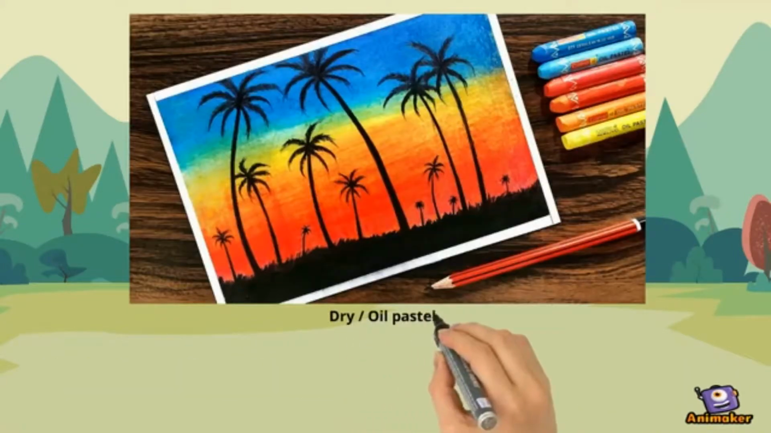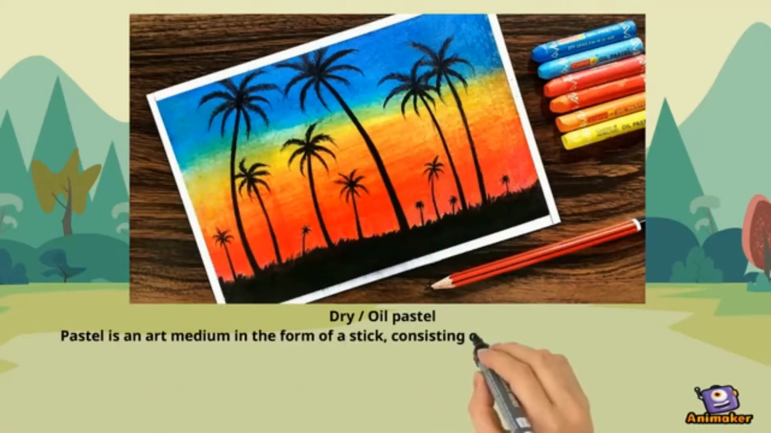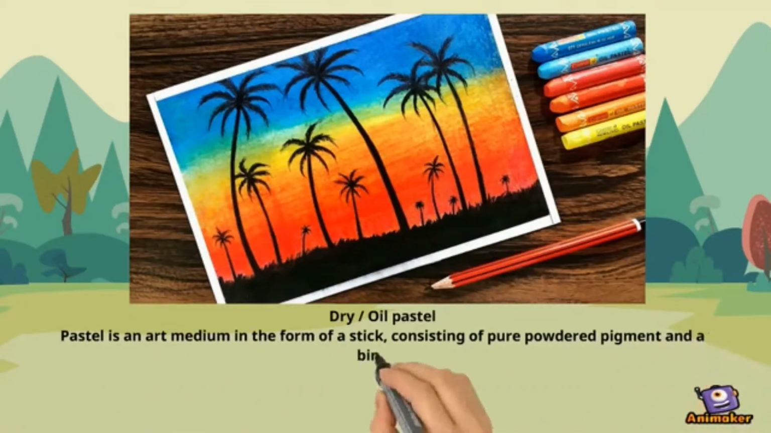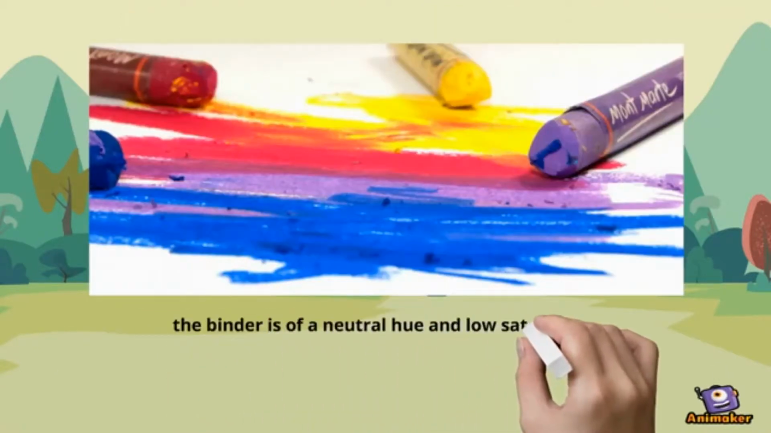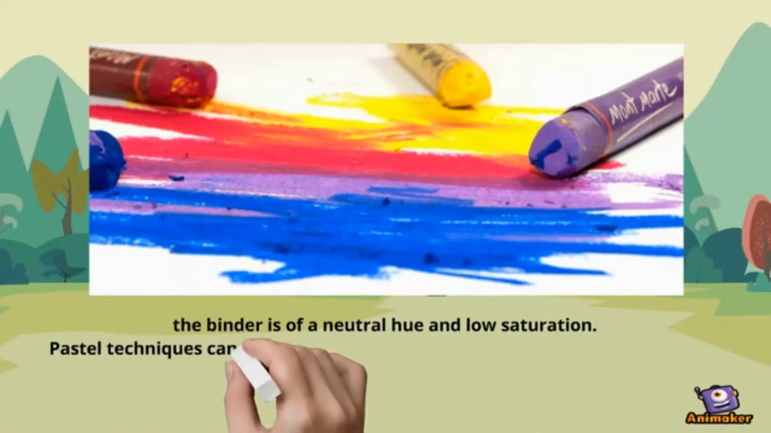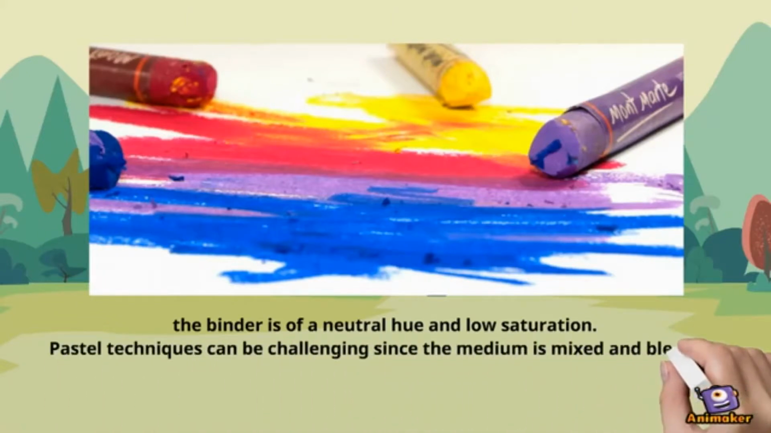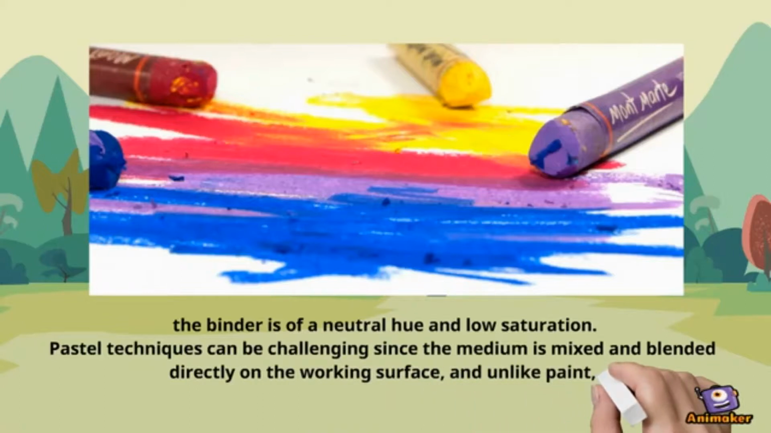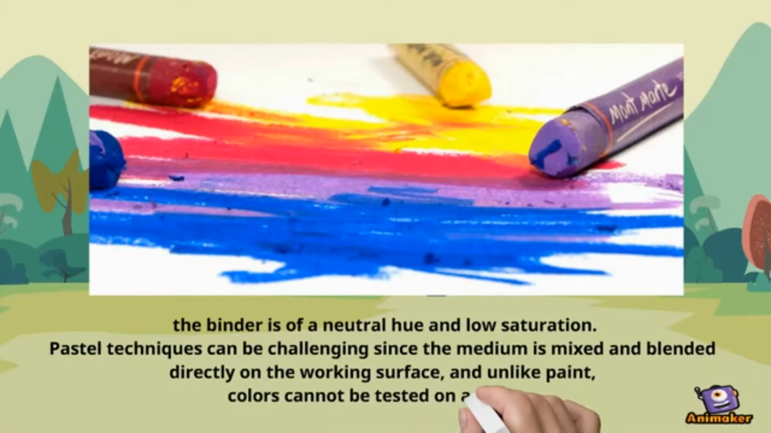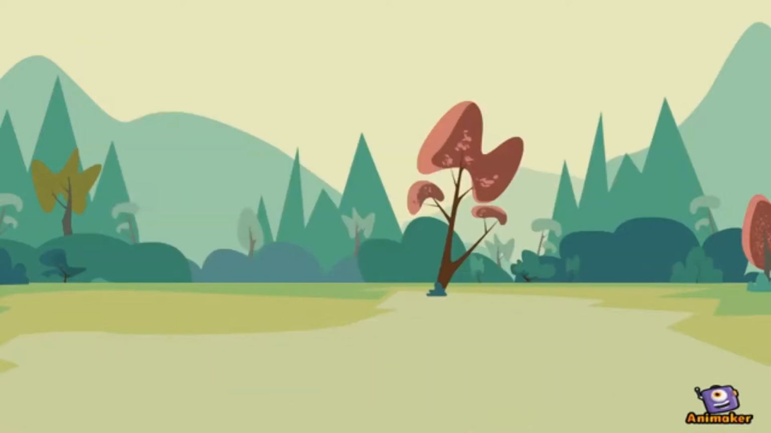Dry/oil pastel. A pastel is an art medium in the form of a stick, consisting of pure powdered pigment in a binder. The pigments used in pastels are the same as those used to produce all colored art media, including oil paints. The binder is of a neutral hue and low saturation. Pastel techniques can be challenging since the medium is mixed and blended directly on the working surface, and unlike paint, colors cannot be tested on a palette before applying to the surface.